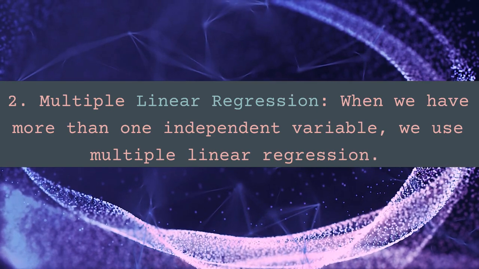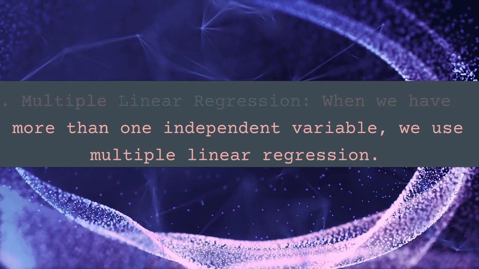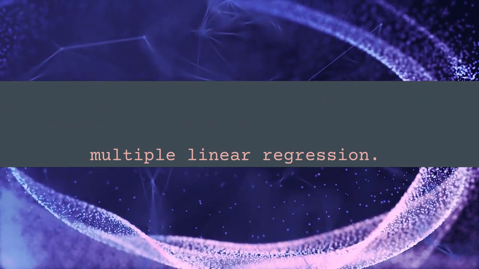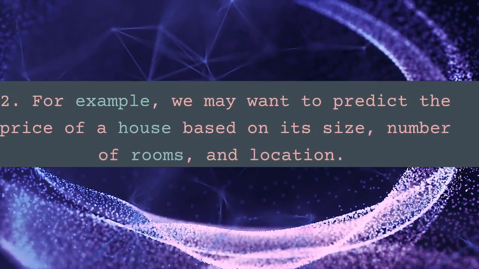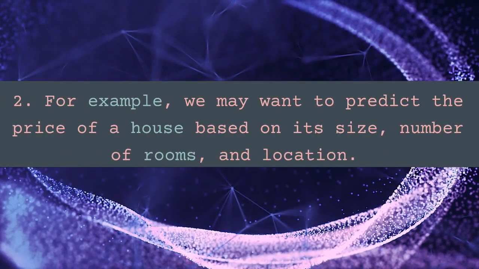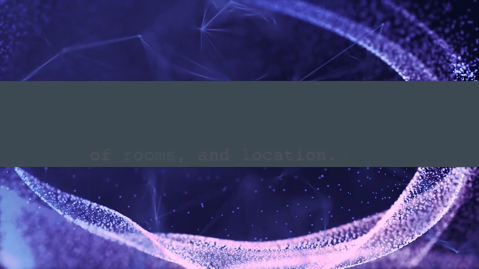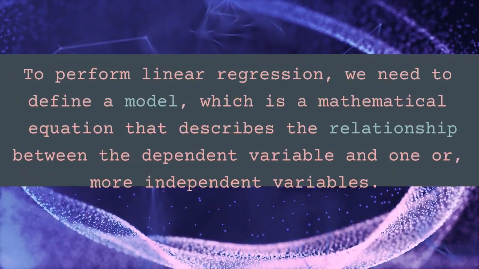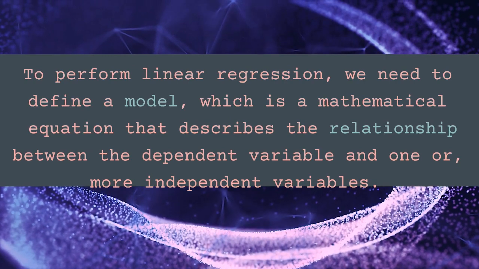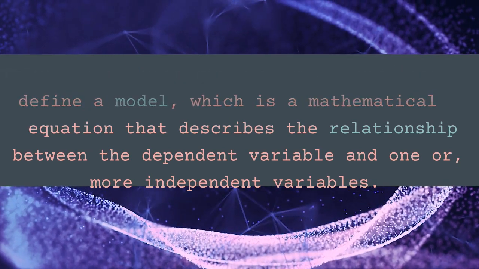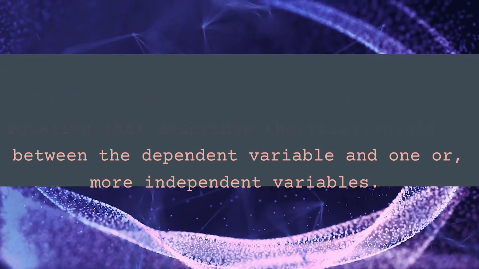2. Multiple linear regression. When we have more than one independent variable, we use multiple linear regression. For example, we may want to predict the price of a house based on its size, number of rooms, and location. To perform linear regression, we need to define a model, which is a mathematical equation that describes the relationship between the dependent variable and one or more independent variables.